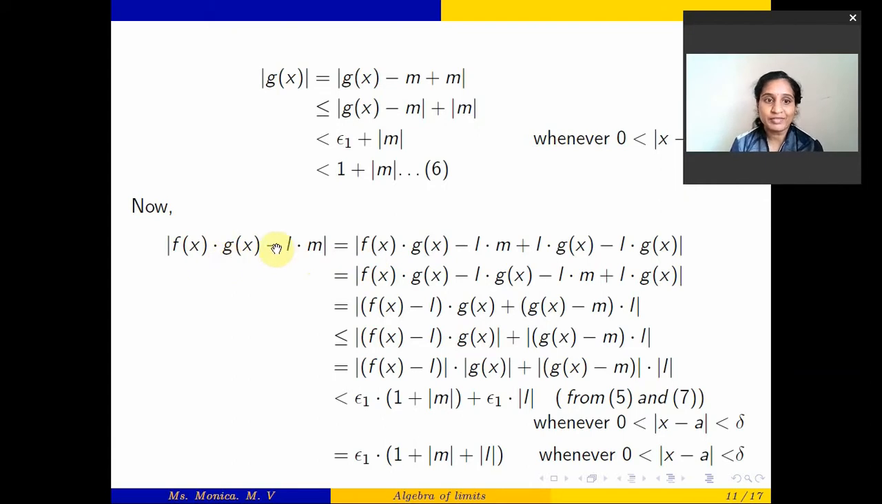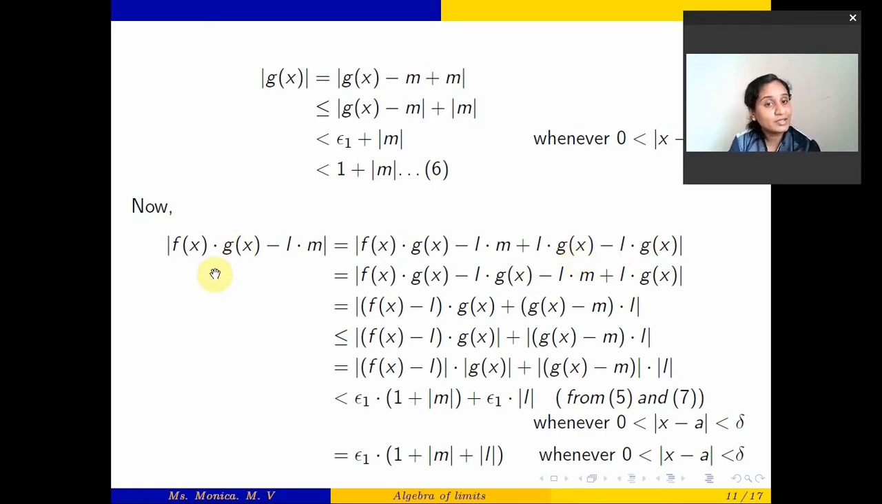f of x into g of x, I will keep it as it is, minus L into M also I will keep it as it is, and I am adding and subtracting two quantities, L into g of x minus L into g of x, plus L into g of x minus L into g of x. What is the trick in this L into g of x? Why only L into g of x? The trick is I am taking the limit of the first function into the second function. Limit of first function is L, second function is g. So I am taking L into g of x.